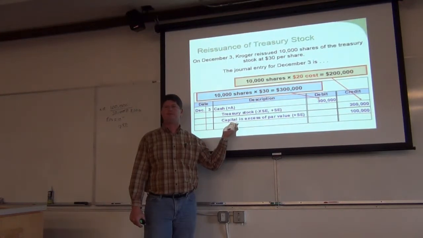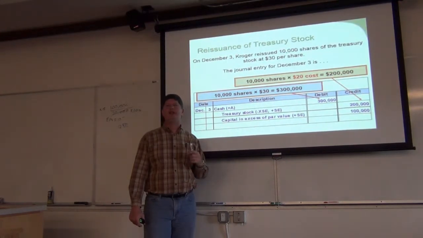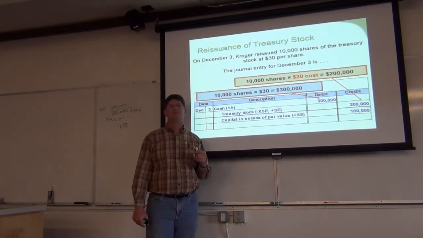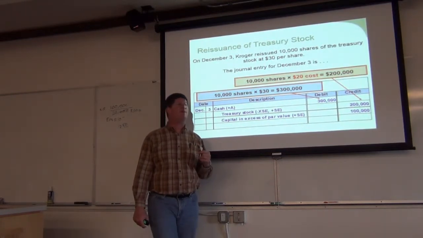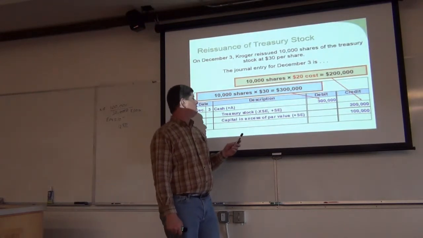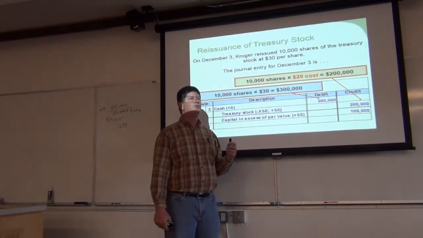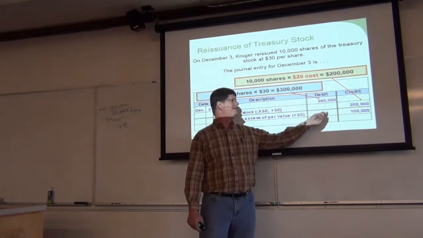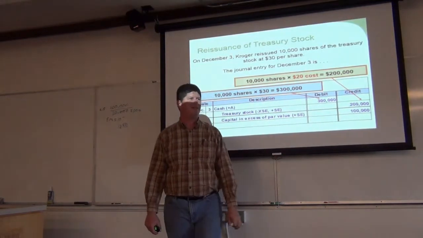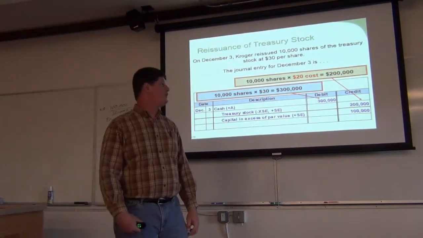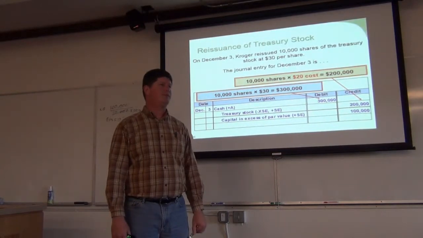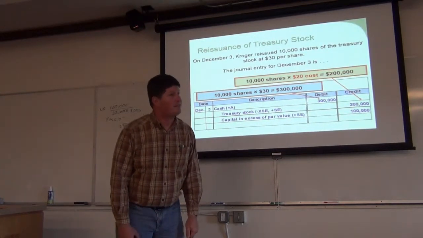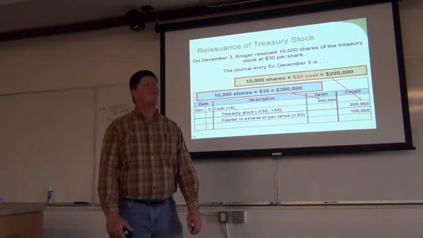So again, we're now utilizing the capital in excess because we've sold treasury stock for more than we paid for it. If we sold it for less, what do you think would happen? Take a stab at it, anybody. The treasury stock would stay the same, the capital in excess. Would you have a loss? You'd have a debit there. You'd have a reduction. Because it's financing. Okay?